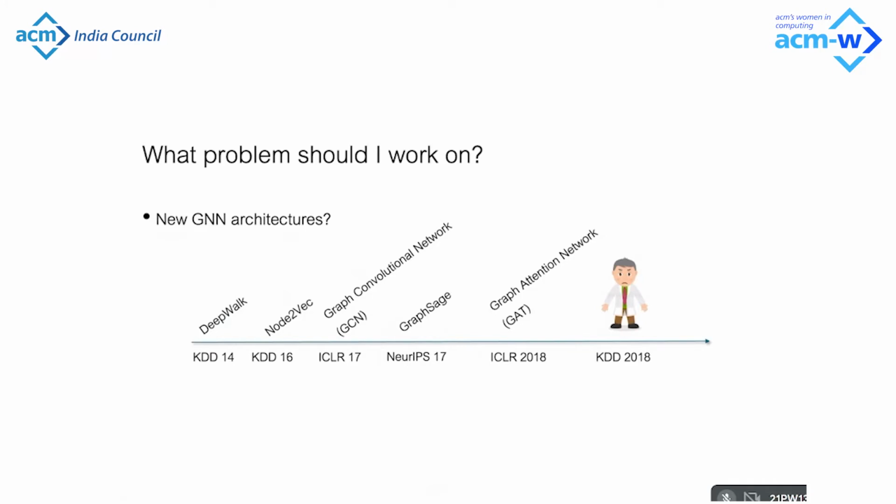So there were still, in 2018, when I attended KDD, many people were actually still publishing papers on new graph architectures. But I felt that maybe the seminal works have been done. If I come up with another graph neural network architecture, it's going to have a marginal impact because the main work has been done. So what do I do?